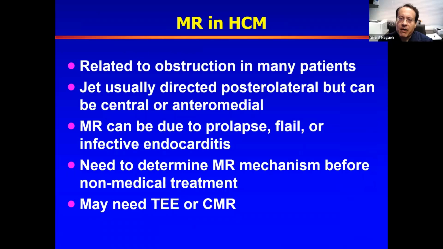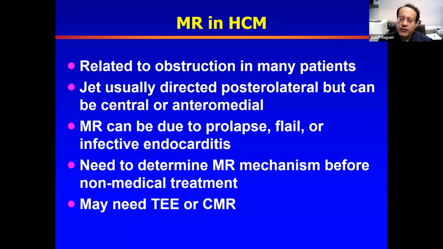Mitral regurgitation in hypertrophic cardiomyopathy is frequently related to obstruction in many patients. The usual is a posterolateral jet, but sometimes you can see a central or anteromedial jet, even if the etiology is obstruction. However, other reasons that can lead to mitral regurgitation should not be overlooked and can be recognized with imaging, such as prolapse, flail mitral valve segments, or infective endocarditis. Clearly, one needs to know the mitral regurgitation mechanism before embarking on non-medical treatment.